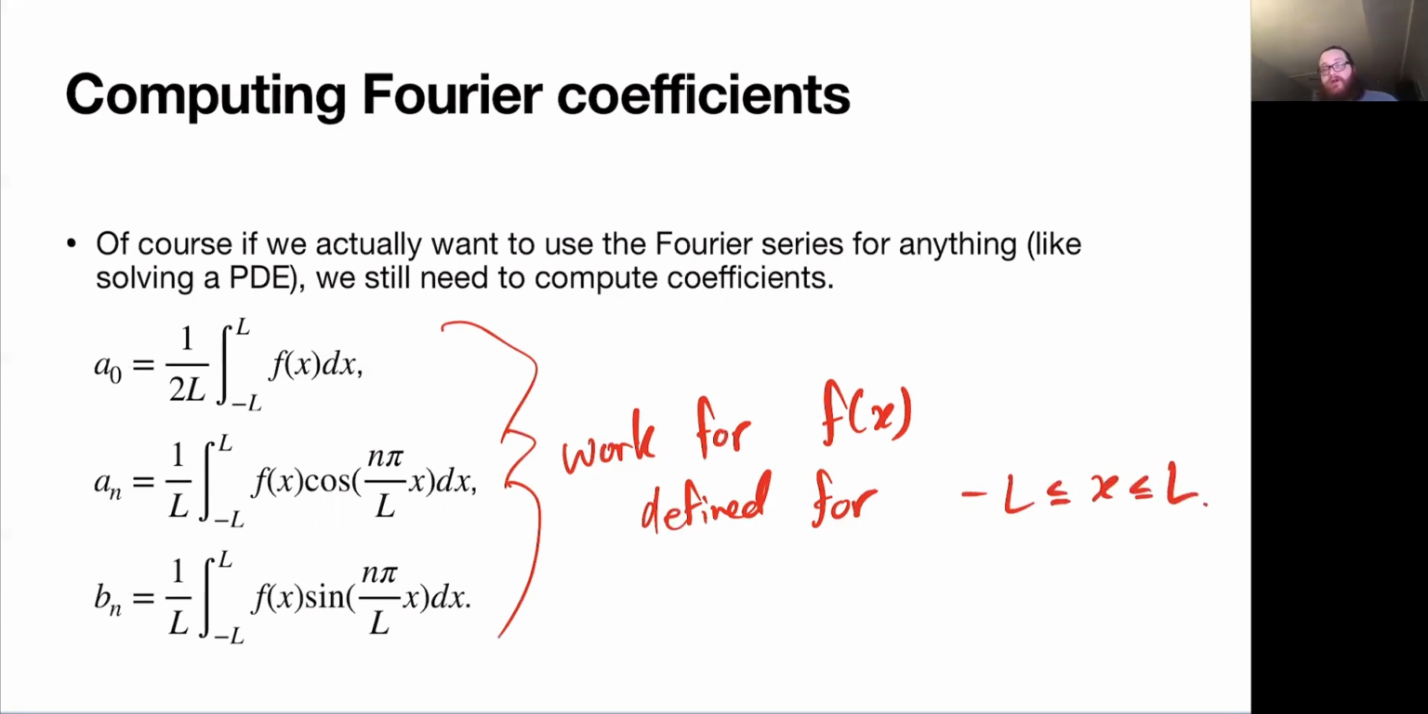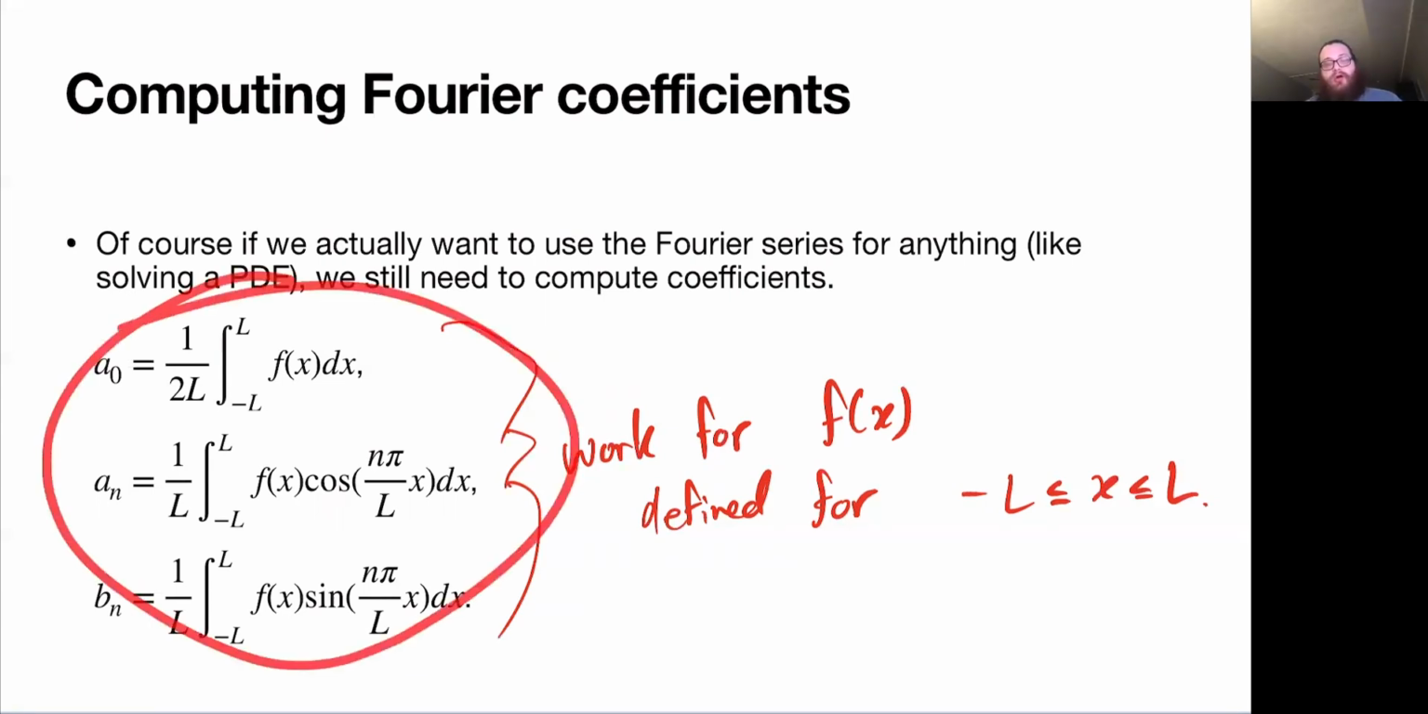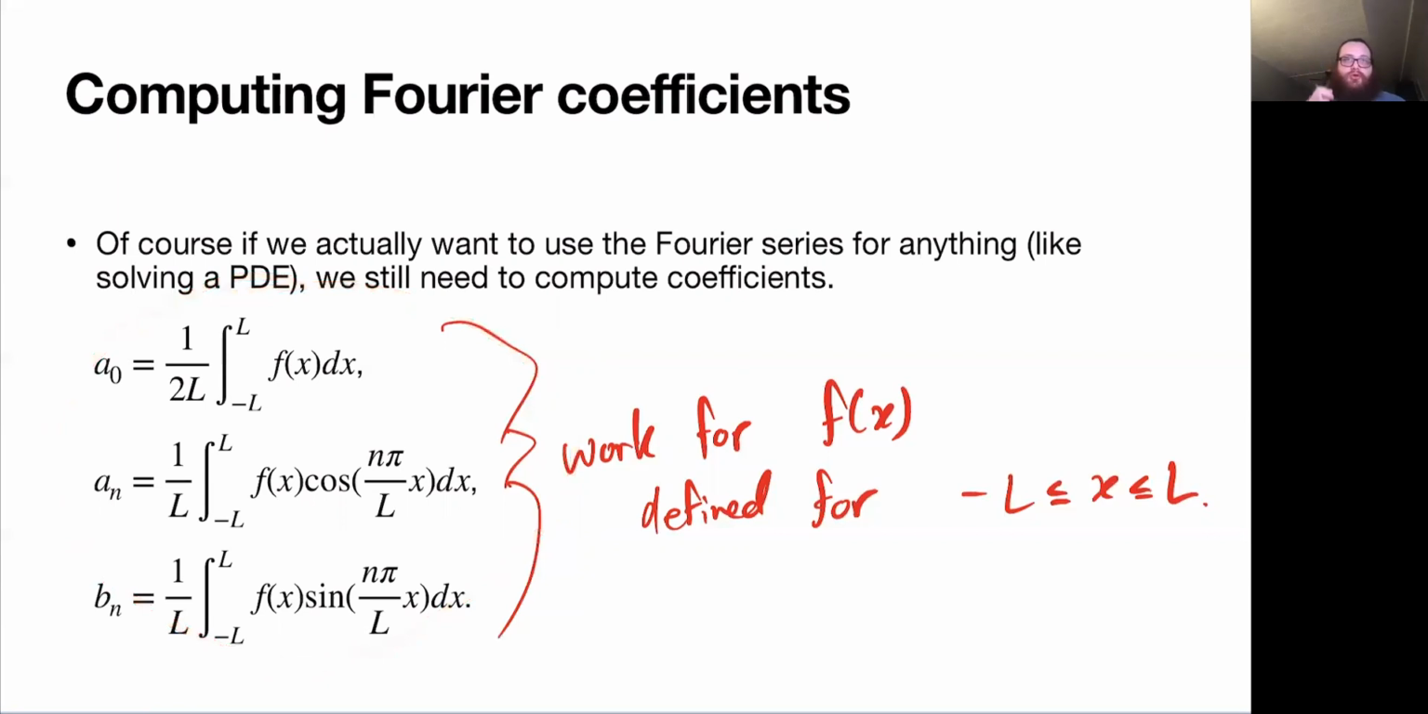If you have a function defined on 0 to L, these aren't quite the formulas. There's a little tweaking you have to do. But generally we'll define functions from negative L to L, and then we can use these formulas to compute the coefficients. We've already had a lot of practice computing these coefficients. The practice comes out to just computing these integrals.